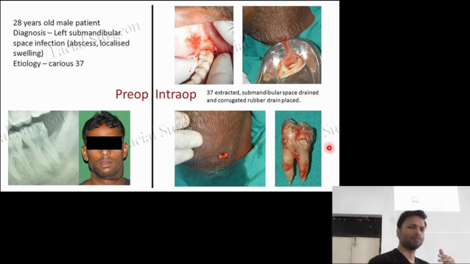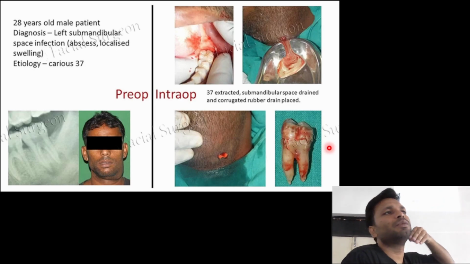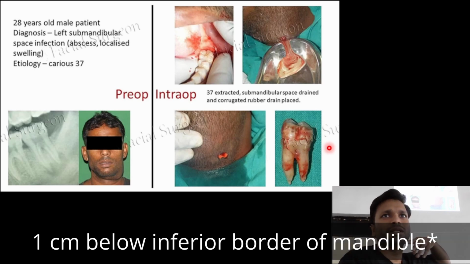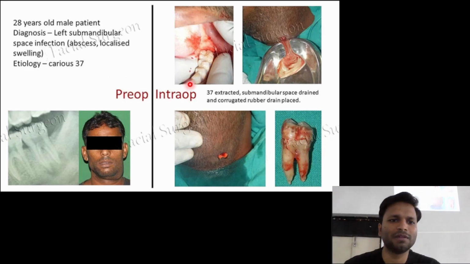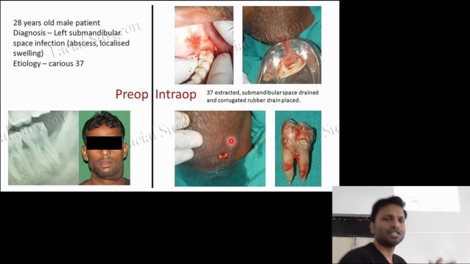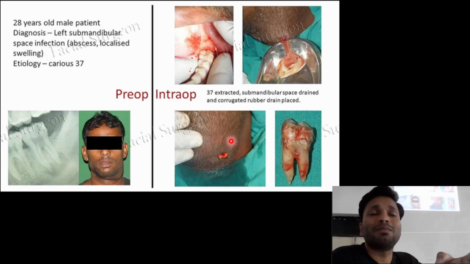Because from the studies we have found out that the maximum level of the marginal mandibular nerve, the most inferior position, is 1 centimeter. If we place the incision below that, we are sure that we are not going to damage the marginal mandibular nerve. So we are going to give an incision, then using a sinus forceps. What is the muscle here? Platysma. You are going to breach the platysma muscle.